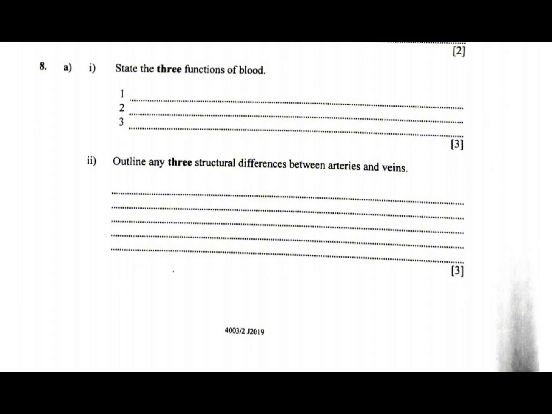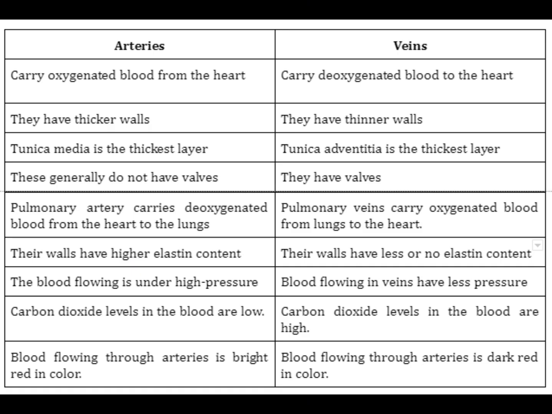In June 2019, the question on the differences between arteries and veins was in number 8A, part 2. It was saying, outline any 3 structural differences between arteries and veins. So the differences are here. Arteries carry oxygenated blood from the heart, while the veins carry deoxygenated blood to the heart.